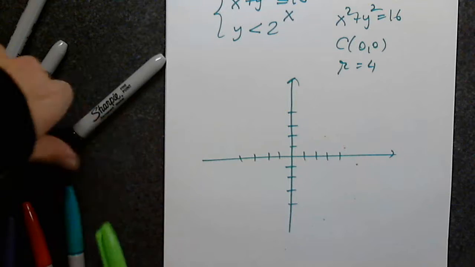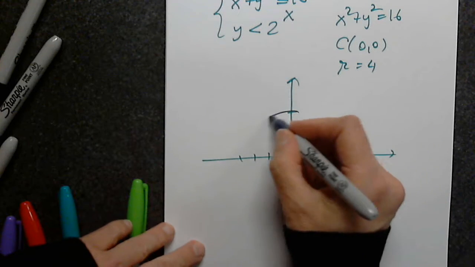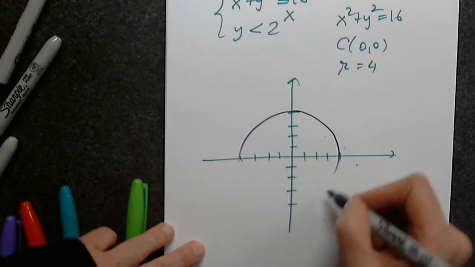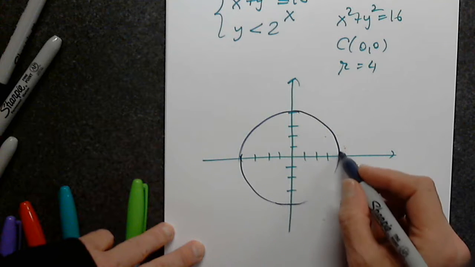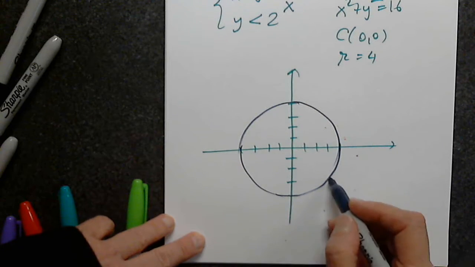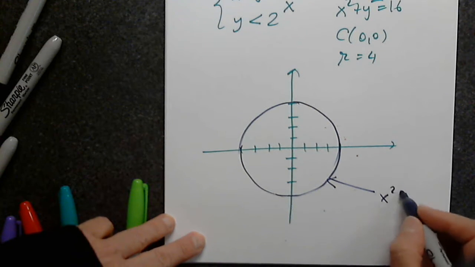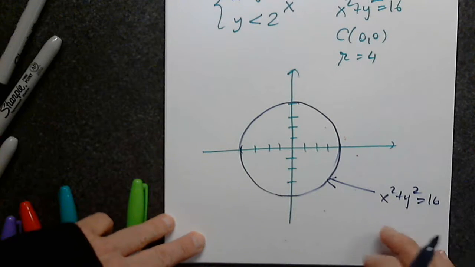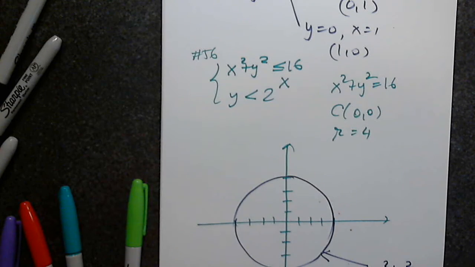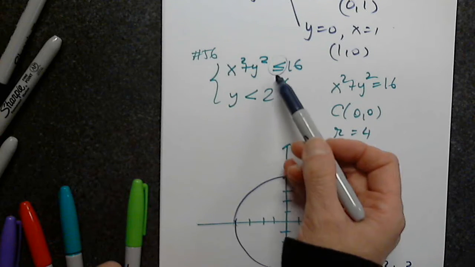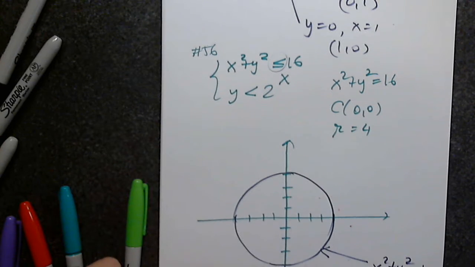You know it's not going to be perfect. Sorry about that. So this is x squared plus y squared equals 16. I forgot to ask, but I already looked. It has the equal symbol, so that's why it's solid.